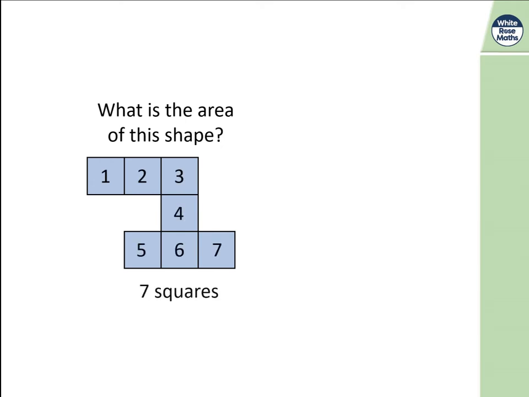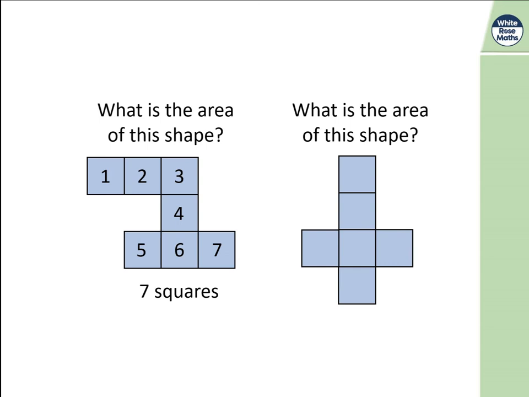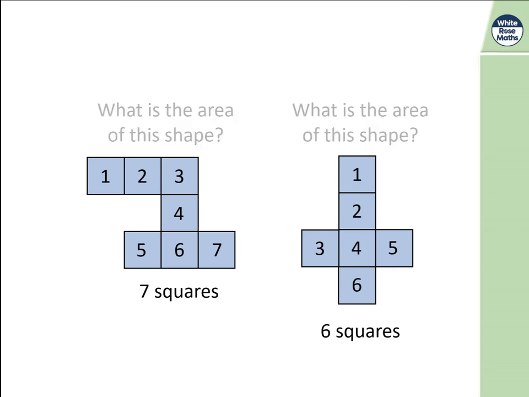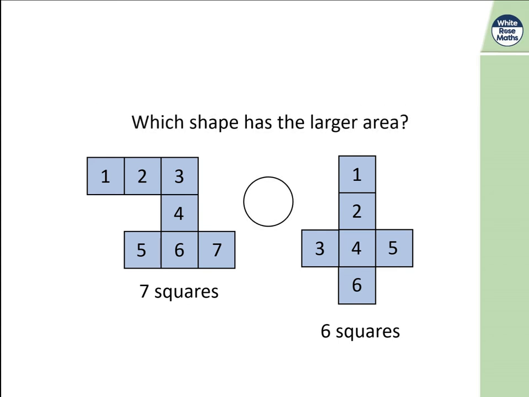The area is 7 squares. What is the area of this shape? The area of that shape is 6 squares. Which shape has the larger area? Pause the video and have a think. So, the first shape has the larger area. It has 7 squares. So the first one is greater than the second one.